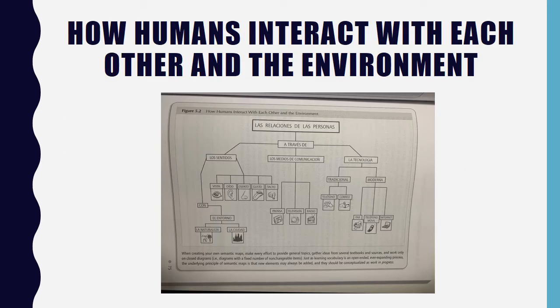So this is an example of a semantic map that was provided for us in the textbook. Through the semantic map, the teacher is teaching her students the vocabulary they will need to describe how humans interact with each other and the environment. As you can see, there are words and pictures used throughout the semantic map. It is important to use visuals in these semantic maps to allow your students to have a better understanding of the vocabulary terms they are learning.